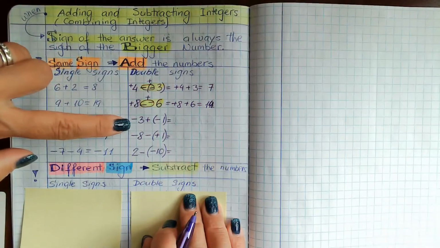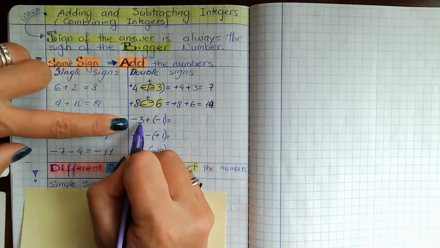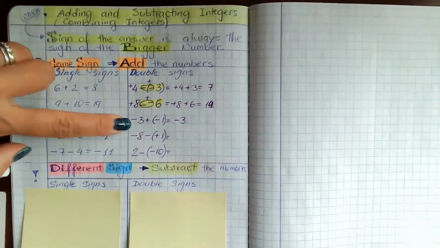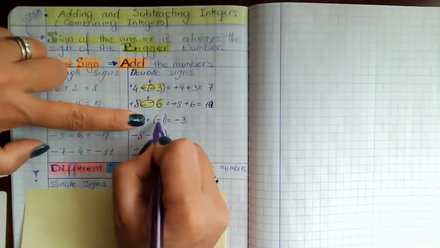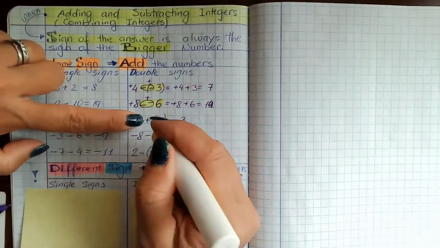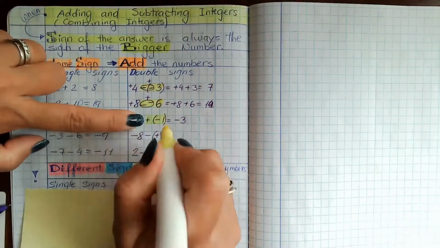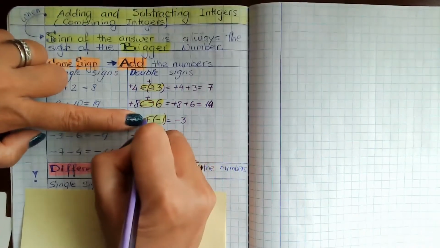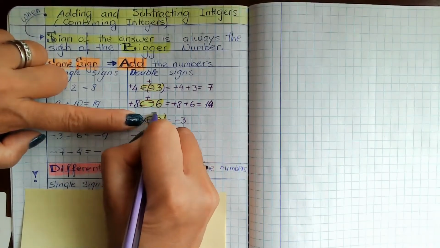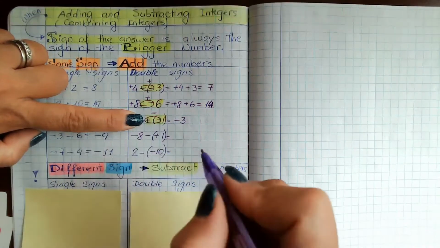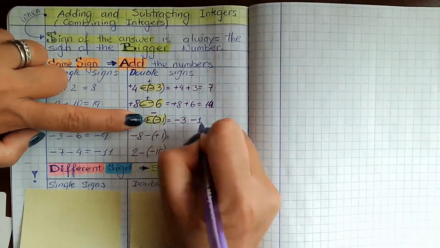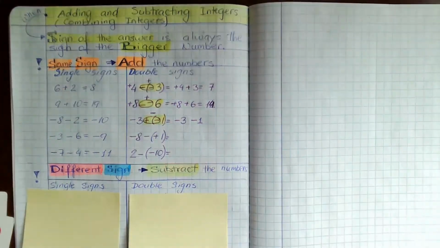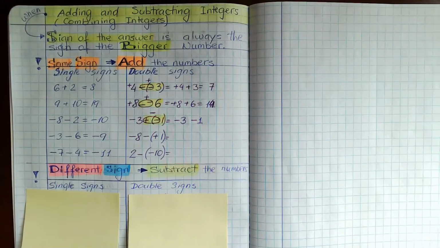Negative 3 plus negative 1. So 3 has a negative in front. That's a number with one sign. 1 has two signs in front, plus negative. Plus negative is negative. That's like multiplying positive times negative. Different sign, negative. So in front of 1, that will be minus 1. So we simplify the problem. Negative 3 with negative 1 is negative 4.